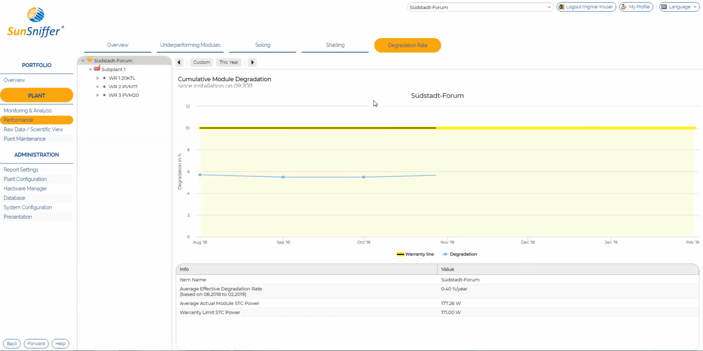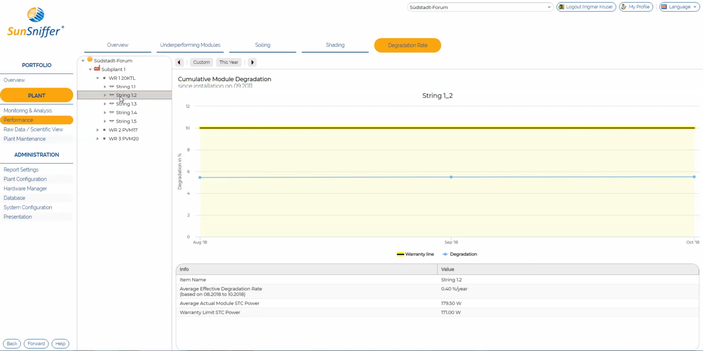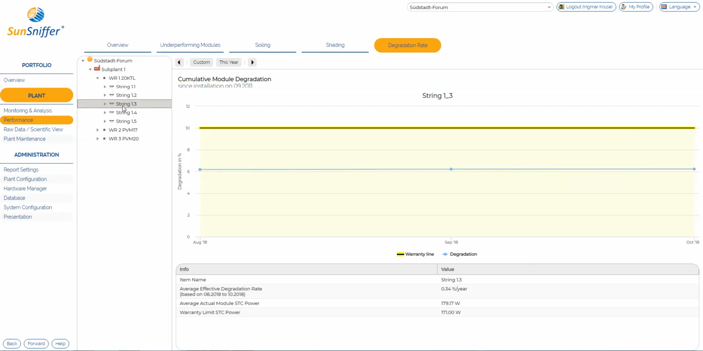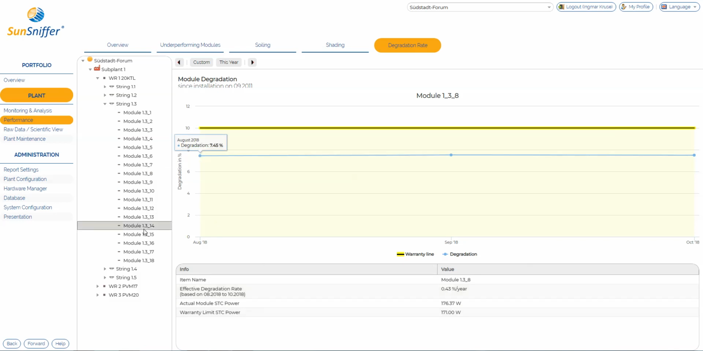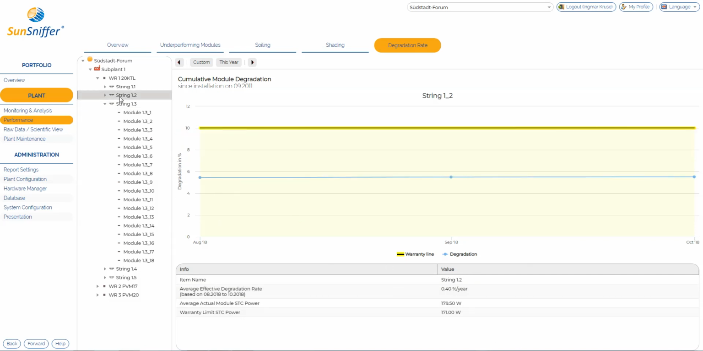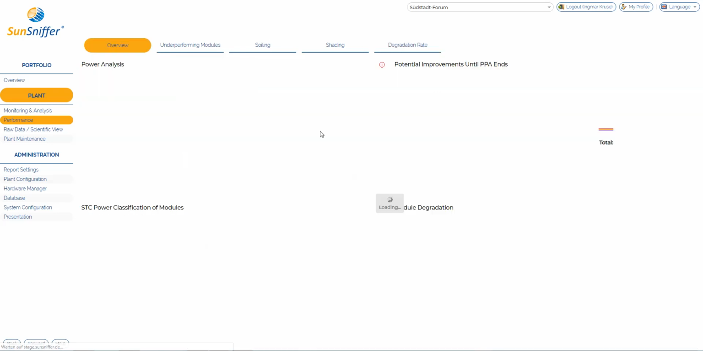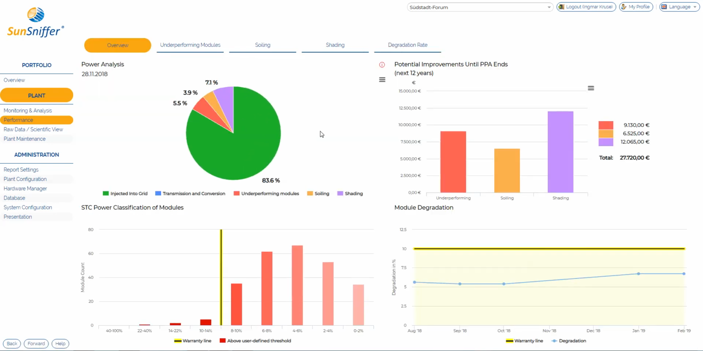And of course, we have the degradation for the whole plant, which for example is 0.4. It's quite high. You can see what the single strings have for degradation, and then you can click into the single modules. As you can see here, this one is 0.43, and this is a very good module with 0.14, at least recently. So we're displaying all the necessary information for you to run the plant and have actionable feedback on it.